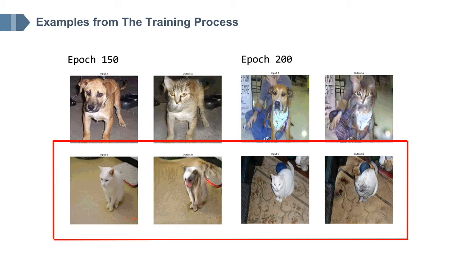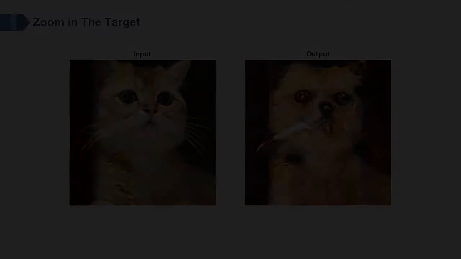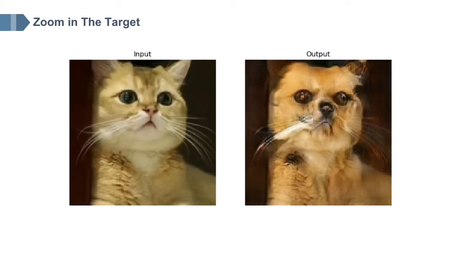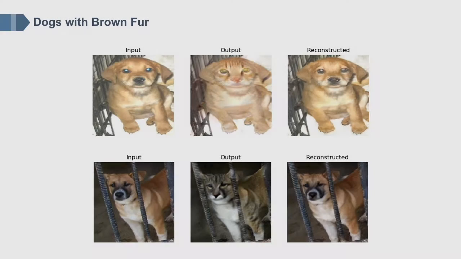During our test, we found some interesting phenomena. If we want to achieve better performance on one image, we can zoom in on the target. This is the original one. After zooming in, the outcome is improved. Besides, if the input image is a cat or dog with brown fur, the result tends to be better, because in our datasets, the number of cats and dogs with brown fur is larger than those with other colors. Here are some good examples.